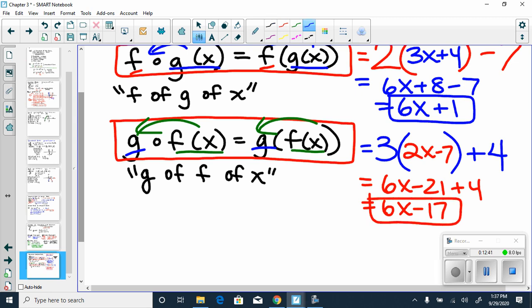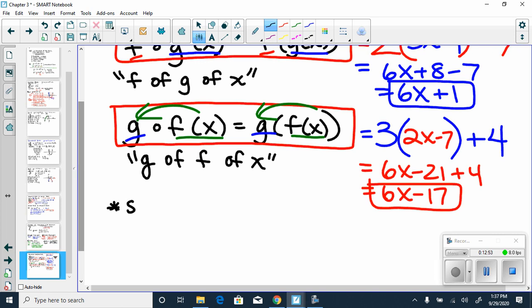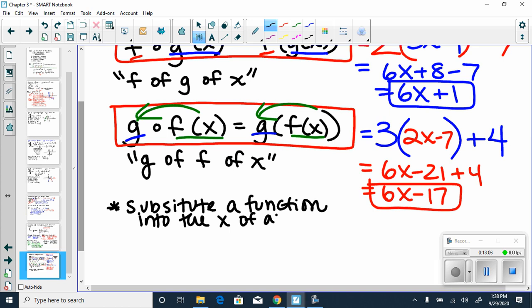But it's the process of sticking one function inside of the other. So be careful on that. Once you plug it inside, you will have to distribute and actually do some math. So basically, substitute a function into the x of another, and you will have to simplify. And the simplifying part is truly, usually, distribute and combine like terms. So for the most part, that's truly what you'll be doing.